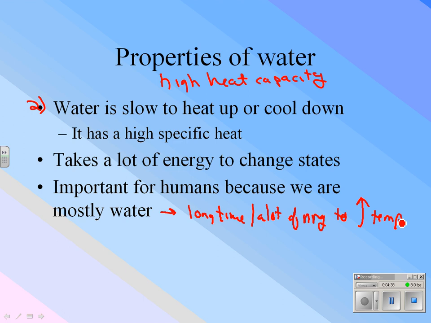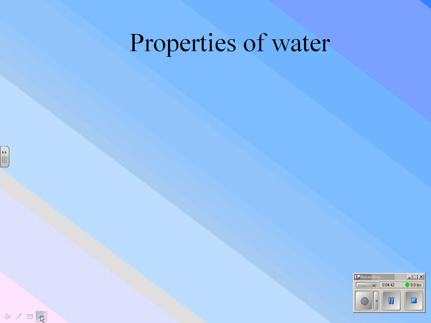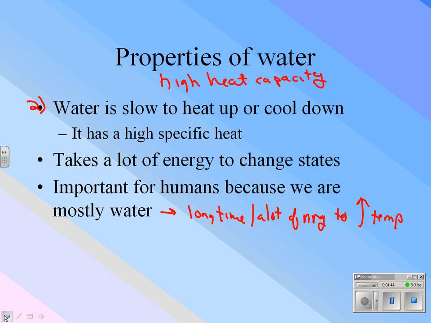Okay, you understand this concept of water being slow to heat up or cool down. If you've ever heated water in a pan, you put the pan on the stove, and the pan gets really hot, and the water doesn't get very hot very fast. Because water is slow to heat up or cool down, it has what we call a high specific heat.